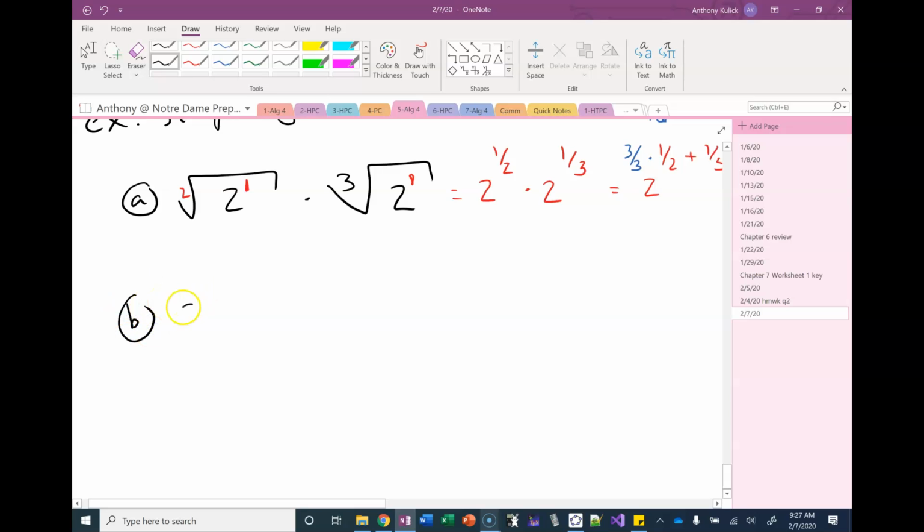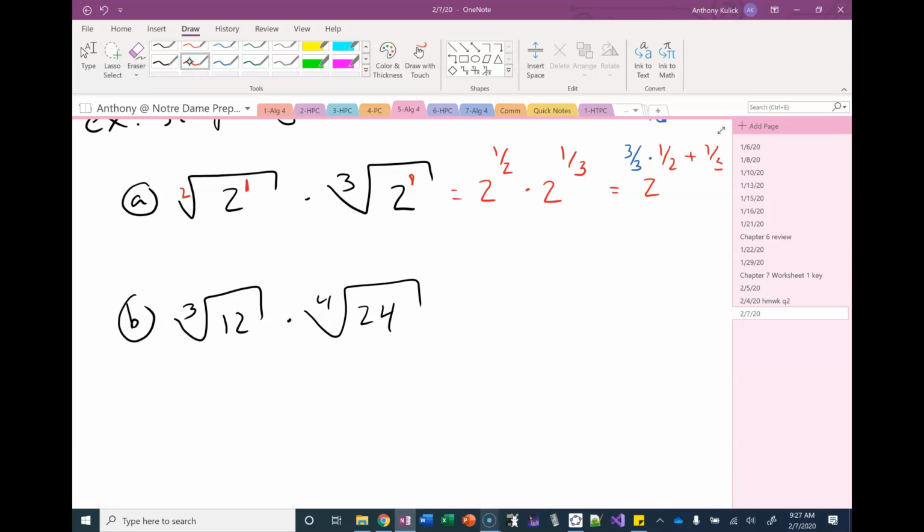So let's do the cube root of 12 times the 4th root of 24. Notice that this problem is a little bit different than the previous one. What's different about the previous problem? Notice that the radicands are not identical. You notice that? The previous problem, the radicands were identical.